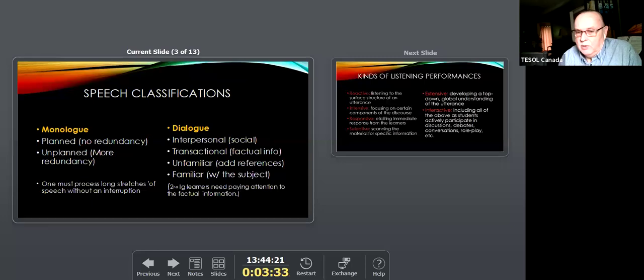So with a monologue, one must process long stretches of speech without an interruption. Dialogue could be interpersonal, which is social. It could be transactional, which is factual. It might be unfamiliar, where you add references, or it might be familiar, a subject that you know a lot about and you're able to talk about quite easily. Second language learners need to pay attention to the actual information, the factual information.